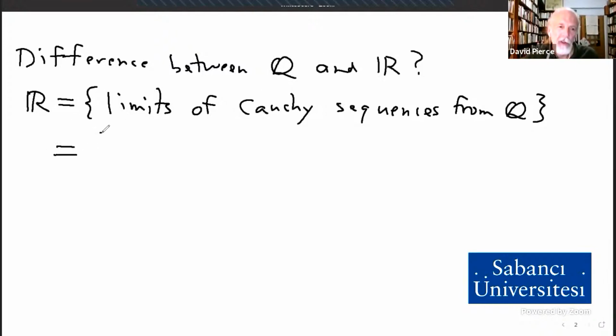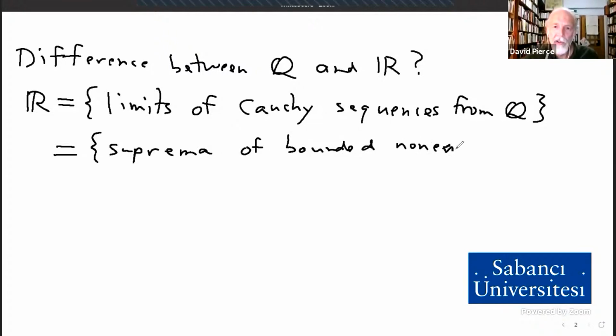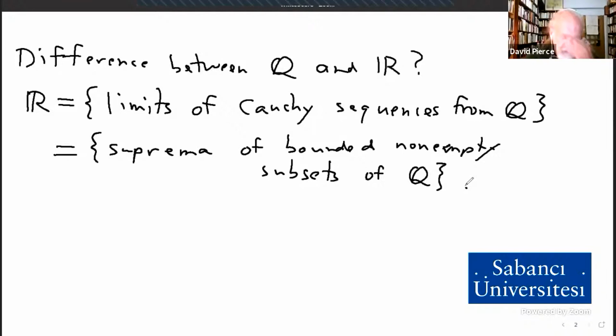An alternative way to understand the reals is that the real numbers are the suprema, the least upper bounds, of bounded non-empty subsets of Q. This is worked out in calculus and analysis.